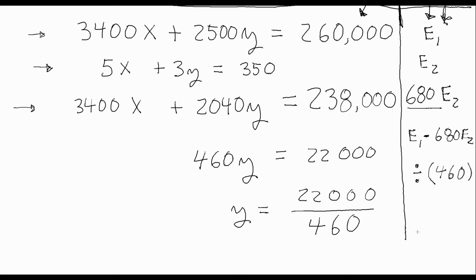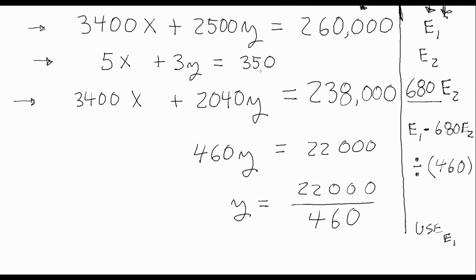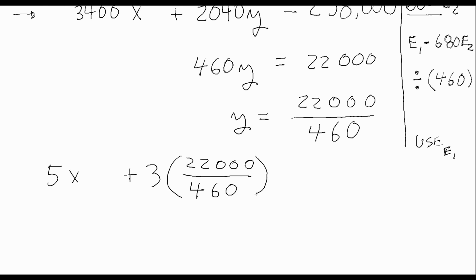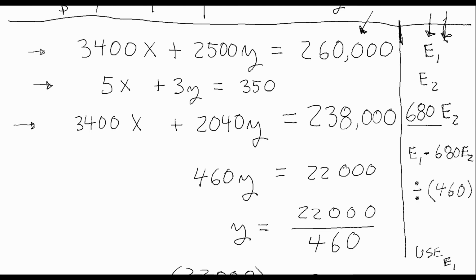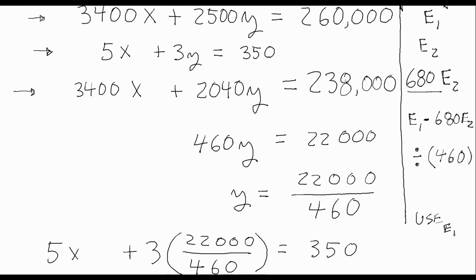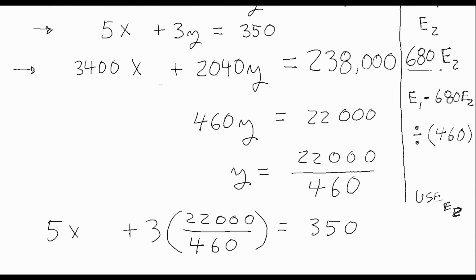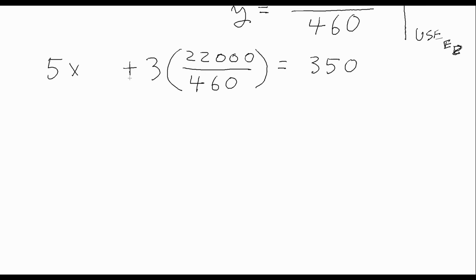I'm going to replace the value of y that I have found in the equation and then solve it. So I get 5 times x plus 3 times this quantity for y divided by this, and this is equal to 350. You can go back up and see that I actually used equation 2 because the numbers are smaller. You can use any equation you like. I just mislabeled them. So 5 times x, which I don't know, plus 3 times y, which I now do know, is equal to 350.